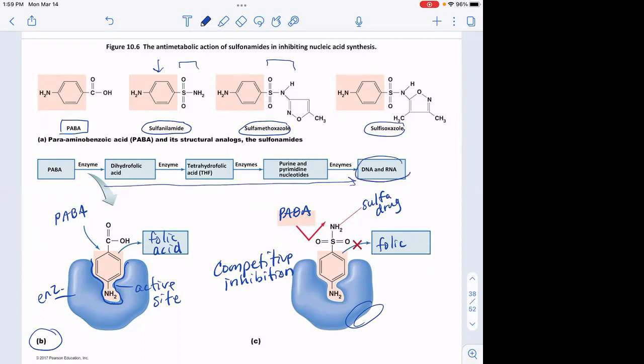End result here is you get DNA and RNA. So again, without that folic acid, the cell can't grow, the cell can't reproduce. All right, and remember, we get folic acid from our food. That's why we don't have this pathway. We just get it in things that we eat.